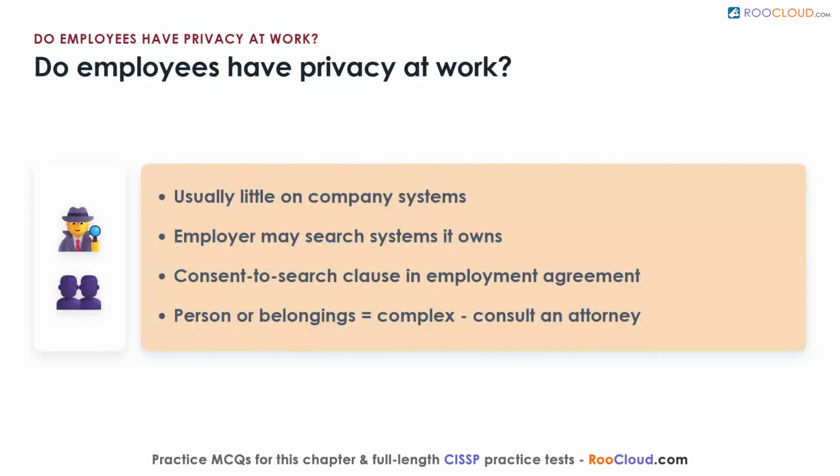Do employees have privacy at work? Usually far less than they expect. Outside government workplaces, most jurisdictions hold that employees have little expectation of privacy on company systems. Employers generally have the right to search the electronic systems they own and operate. You can strengthen this with a smart habit. Have new hires sign an agreement consenting to search and seizure as a term of employment. That consent makes confiscation faster and reduces lost evidence while you wait for permission.